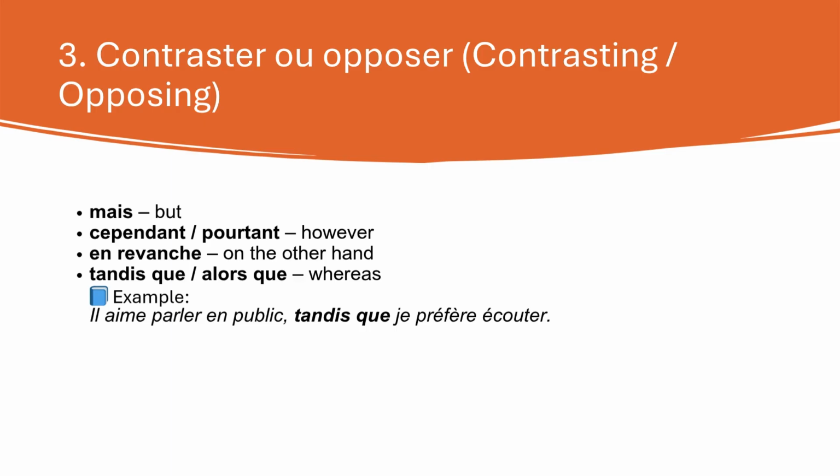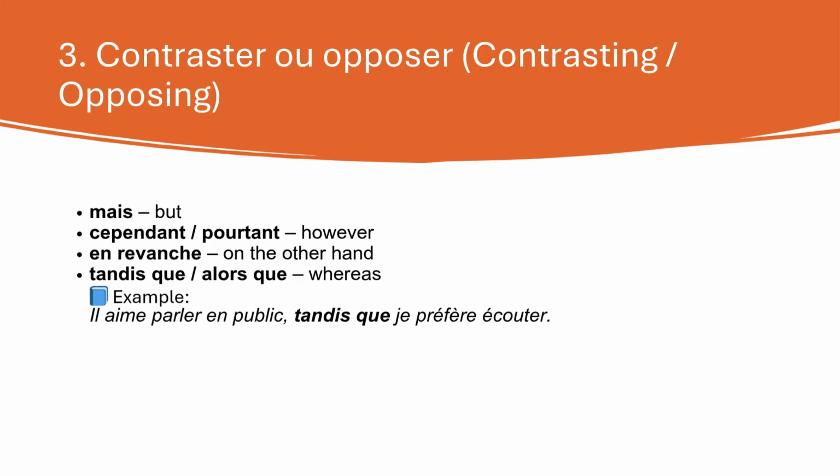Maintenant, répétez après moi. Mais, cependant, pourtant, en revanche, tandis que, alors que. For example, il aime parler en public, tandis que je préfère écouter. He likes to speak in public, whereas I prefer listening. You see, in this way, you can make your sentence more impactful.